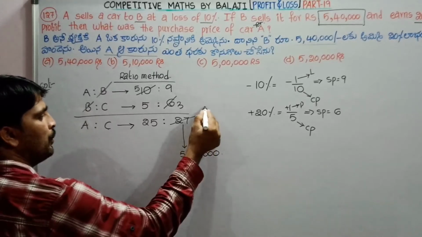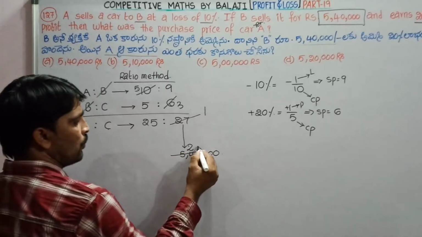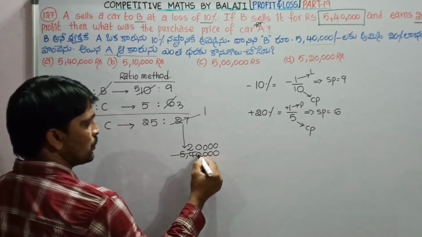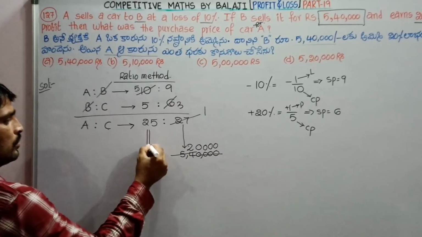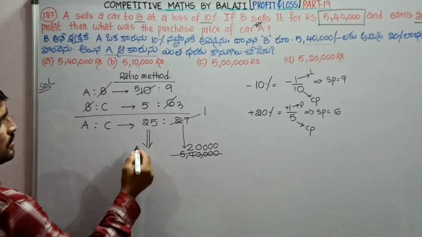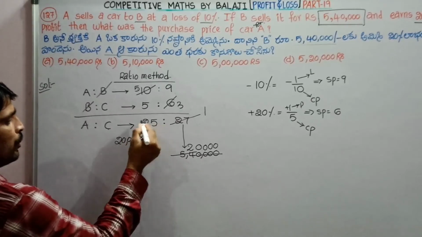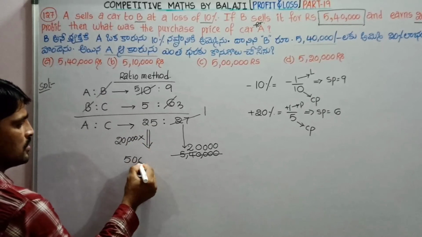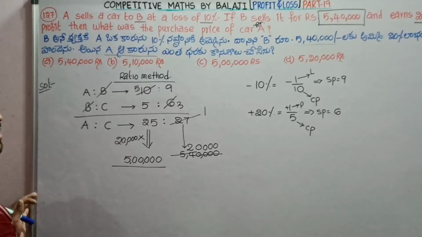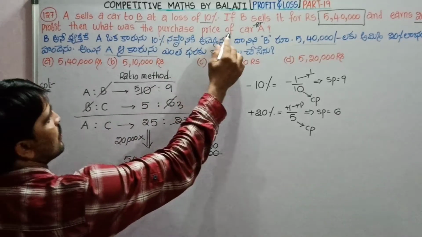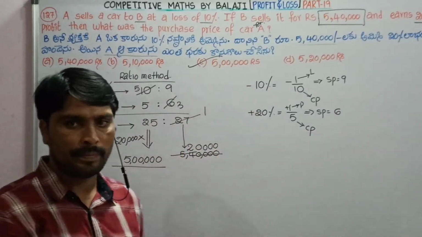So find out 1 unit value. 27 ones are 27, 2s are 54. Consider the remaining 4 zeros. So 1 unit is 20,000. Then 25 units value is 25 into 20,000. 25 2s are 50, so it is 5 lakhs. Therefore, the cost price or purchasing price of the car for A is 5 lakhs. So answer is C. Okay.